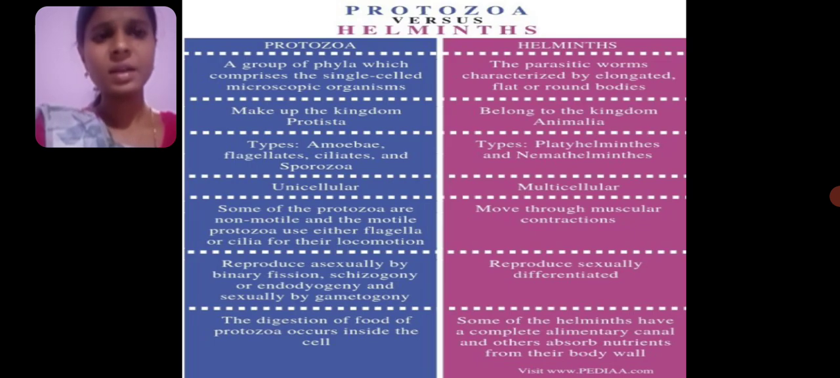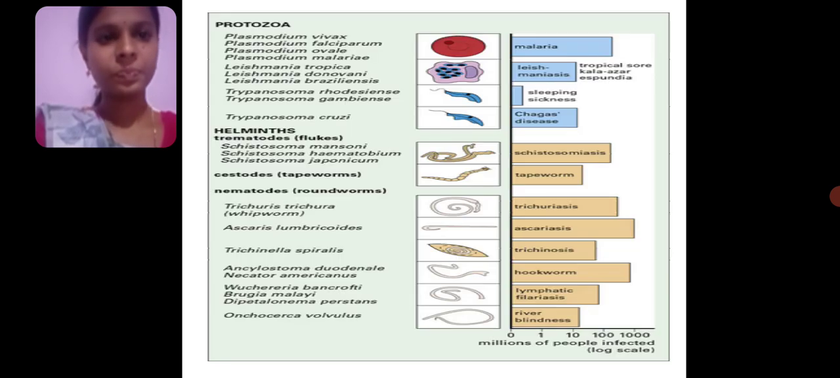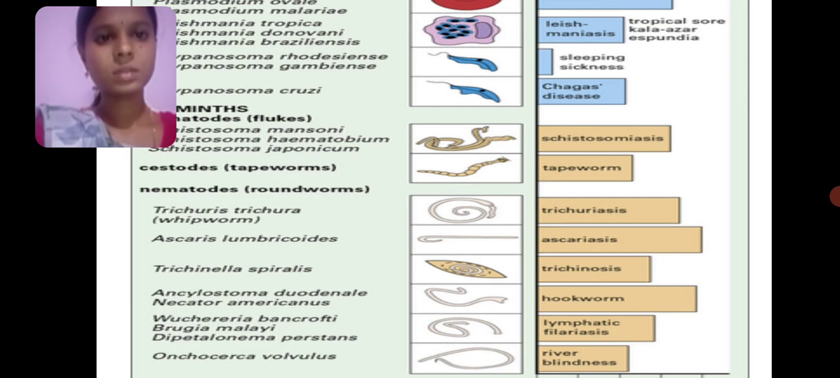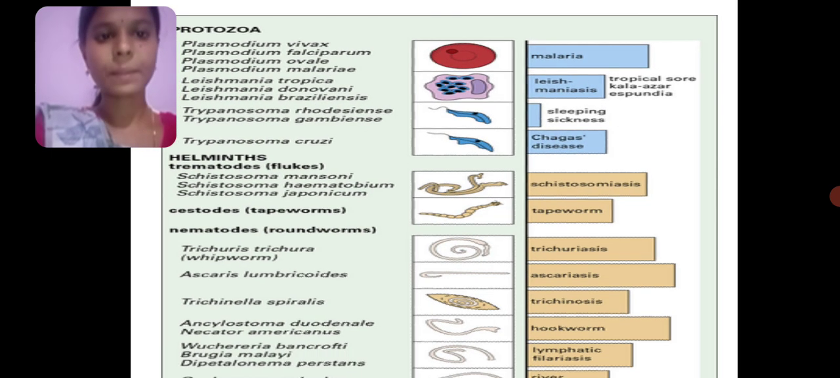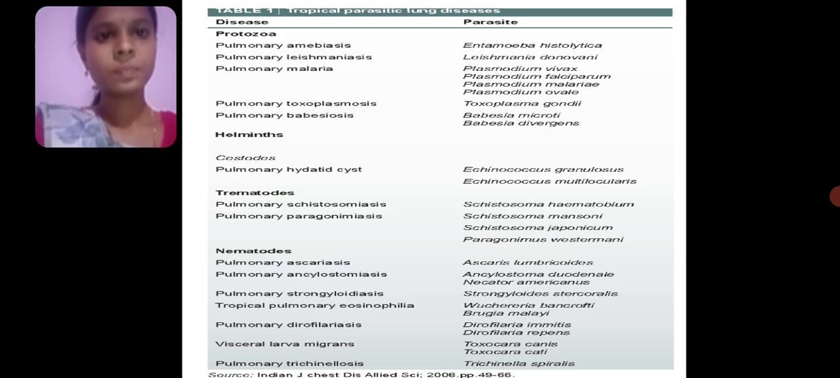Next, this table shows the protozoa and the various helminths: cestodes, nematodes, and the diseases and parasites.